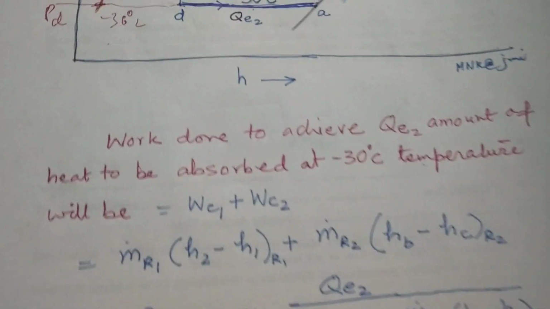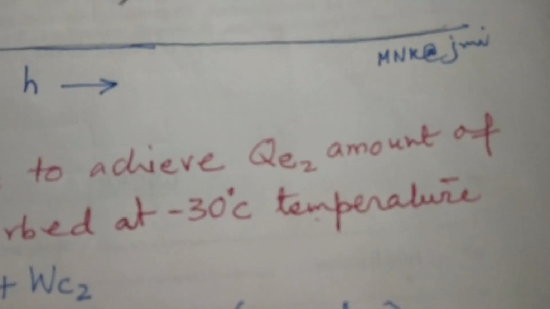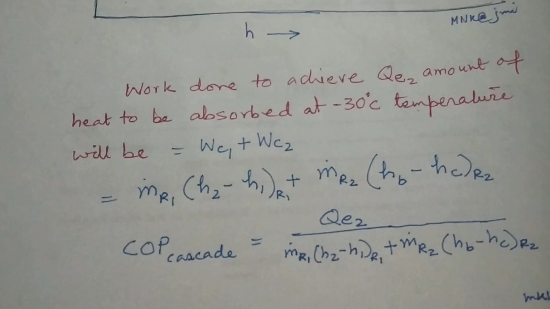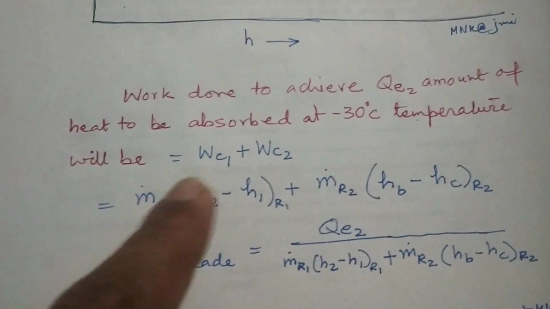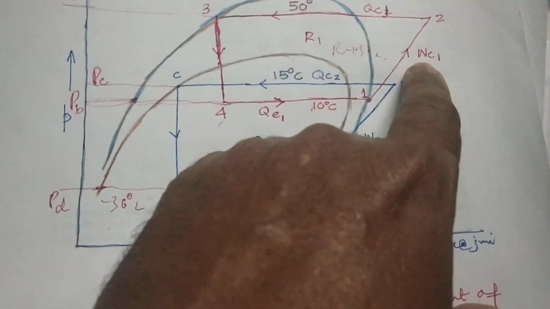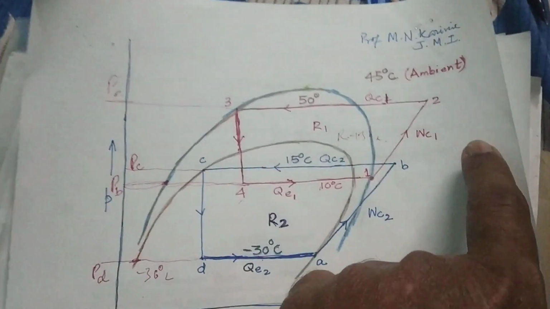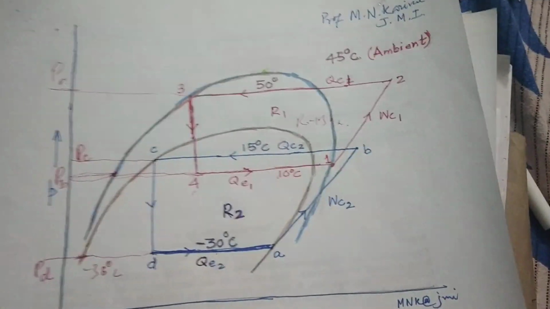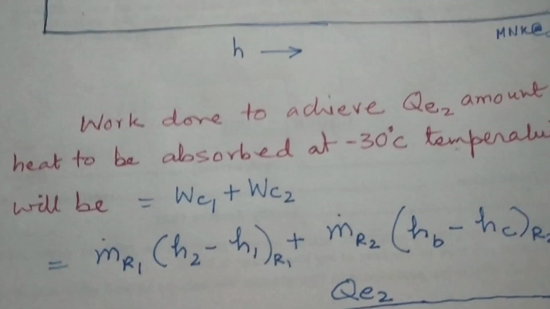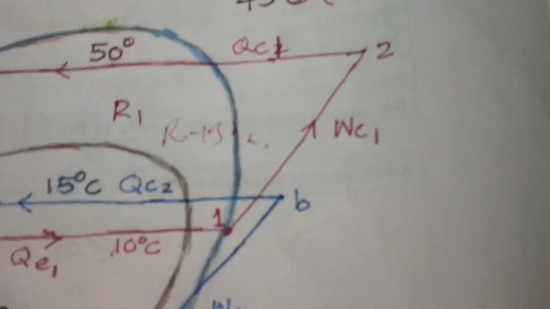So we have to have two compressors. WC1 and WC2 are required in order to absorb the QE2 amount of heat, which is set at minus 30 degrees centigrade temperature. And here we have to find out the mass flow rate of refrigerant number 1. So the mass flow rate of refrigerant number 1, into H2 minus H1. This is H2 minus H1, the mass rate of refrigerant number 1. So WC1 equals MR1 into H2 minus H1.